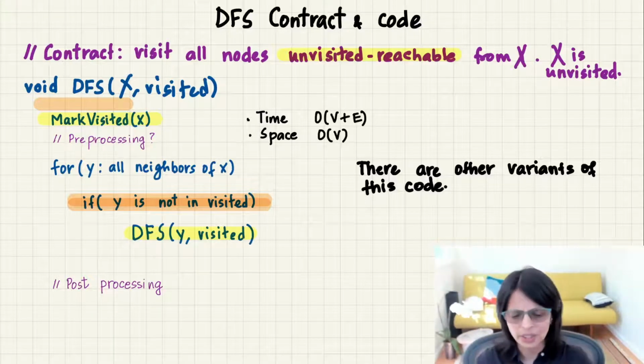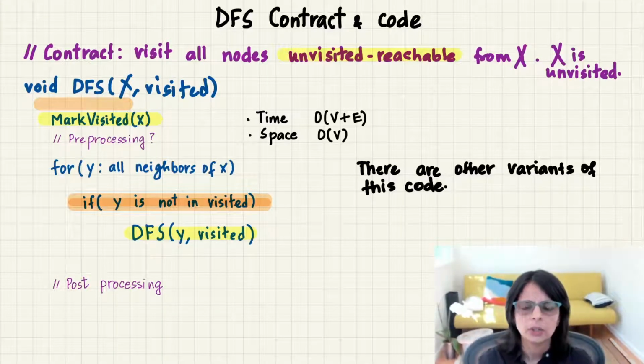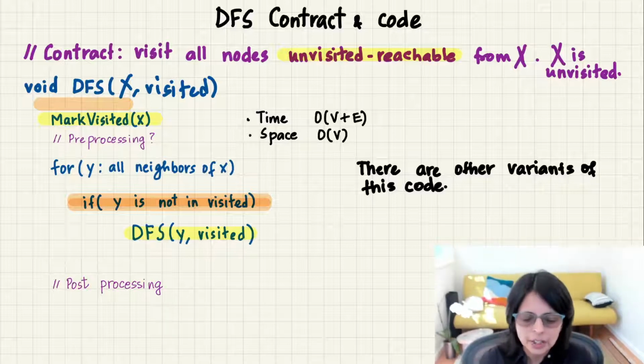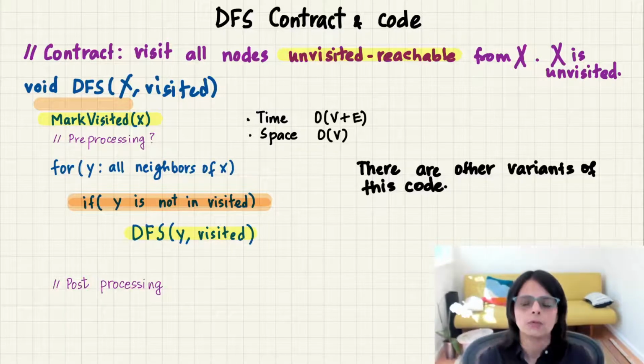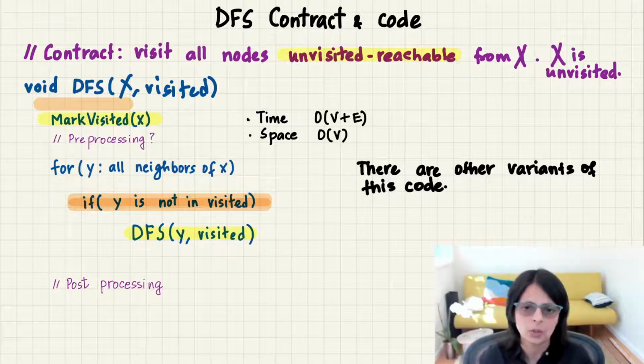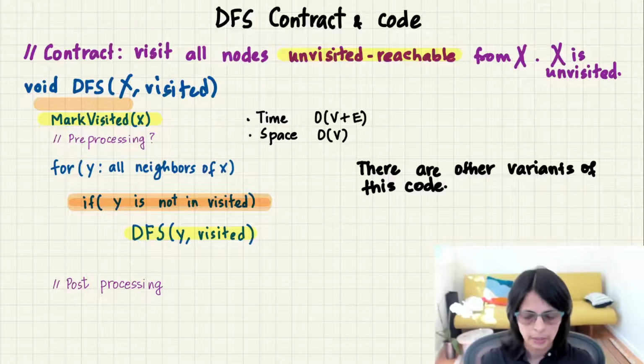And there are some other variants of this code where you would do the marking of a node as visited before you call DFS on it. So you have a few choices in terms of where you mark a node visited and where you check if a node is already visited. If you see some DFS code out there, you might come across another variant of this code. Just wanted to point that out here.